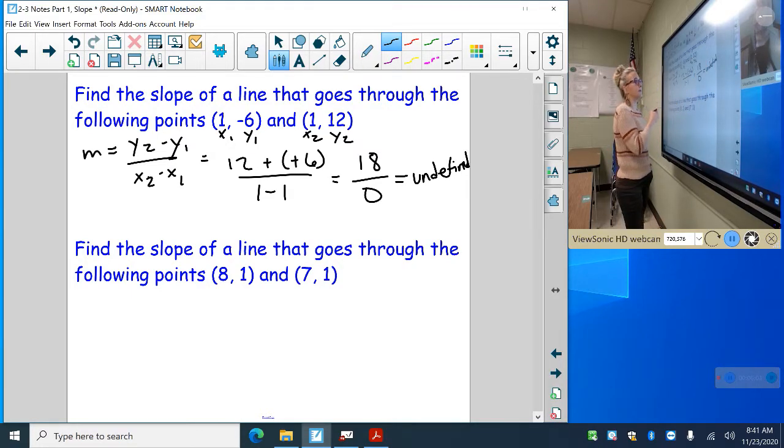All right, so this is going to be x equals, what does x equal? 1. That's the equation of this line.